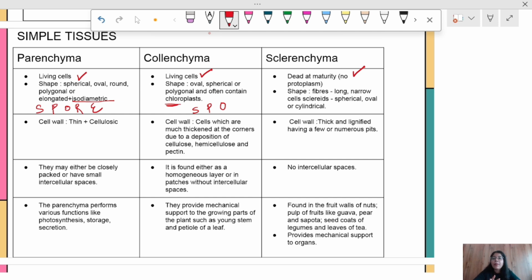But can sclerenchyma do photosynthesis? Just think. They don't have any protoplasm. Will they have any kind of cell organelle inside their cytoplasm? They don't even have cytoplasm, right? They are dead. They can never ever do photosynthesis, right? So that is one thing.